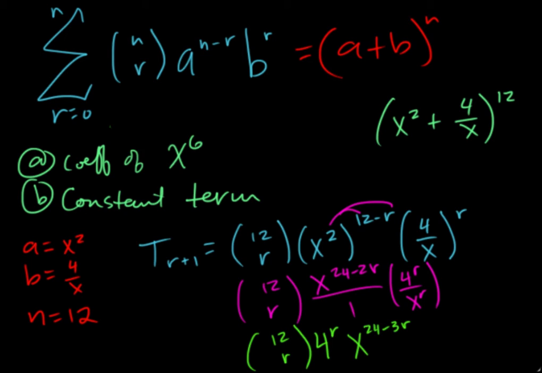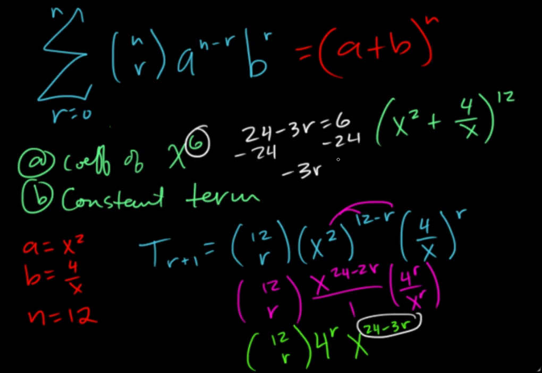Now, in the first one, if we want this exponent right here to equal 6, we just set them equal to each other. So we just say 24 minus 3r equals 6. Minus 24, negative 3r equals negative 18, divided by negative 3, and r is equal to 6. So when r equals 6, we plug it in here, that whole thing goes to x to the 6.